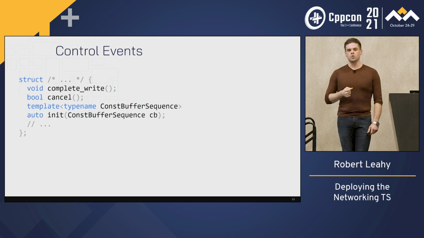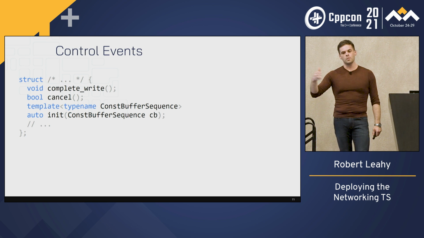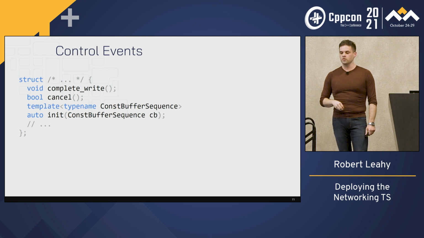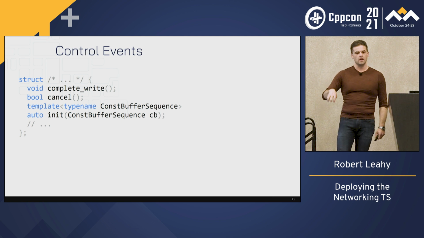So let's take a look at the control events. Let's take a look at the customization points that the control operation has. First of all, it has complete write because it needs to write, and so it needs to coordinate that with other parts of the system sharing the socket. Then, because it can generate cancel signals coming in from the user, it has a cancel function that it uses to report to the implementation that whatever query is currently running should stop as soon as possible. And then, because the whole purpose of async control is to get us requests so we can service them, it has an init function that it uses to initialize the underlying subsystem.